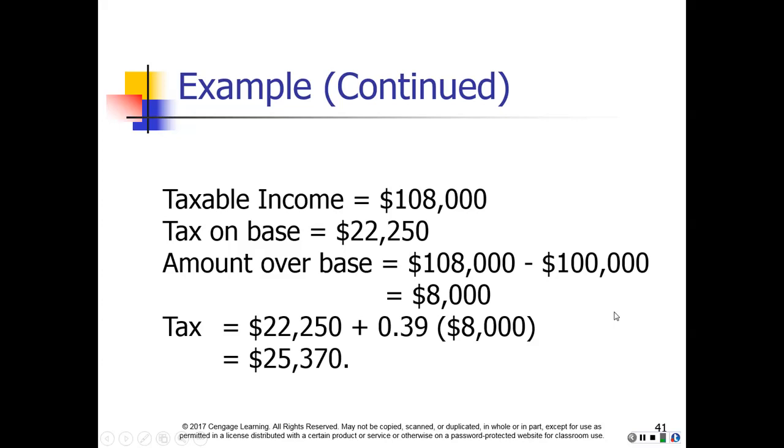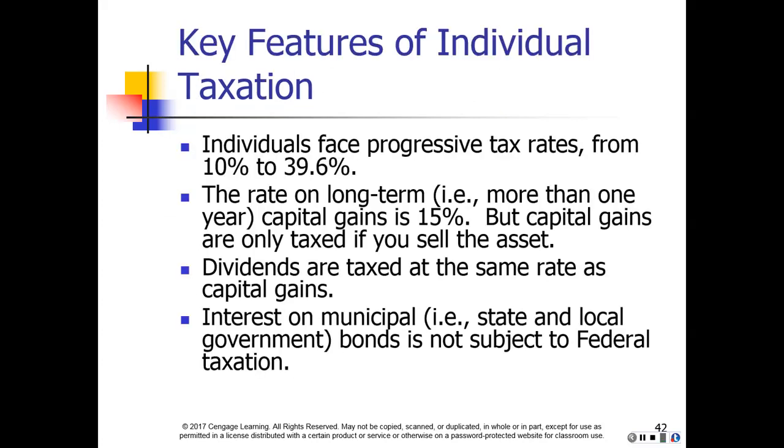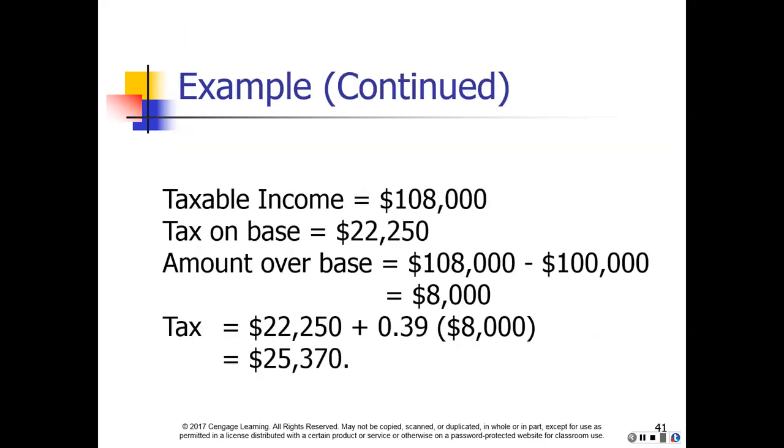But what is the percent tax that the company pays on its entire income of 108,000? That's 25,370 divided by 108,000 gives us 0.2349, about 23.5%, right? 23.5% is that's the average tax rate. So the marginal tax rate is 39%, but the average tax rate that the company paid is 23.49%, right?